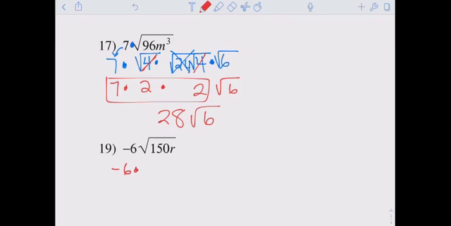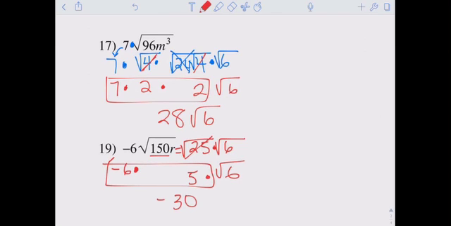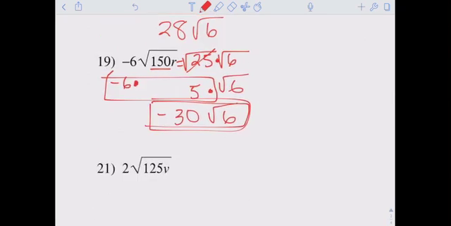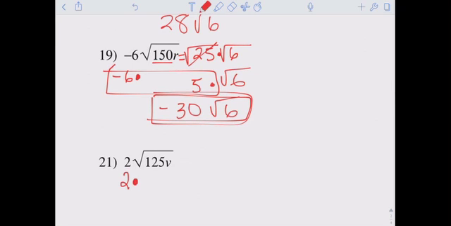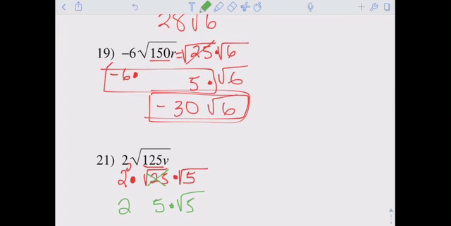This is negative 6 times square root of 150, which is 25 times 6. Okay, so 25 is 5 times the square root of 6. So these two will get you negative 30 square root of 6. And that's your answer right there. Okay, bring down this 2 times. This can be 25 times 5. Those are in square root. This is already outside. That's why there's no square root. This can be simplified to 5 times the square root of 5 and 2 times. These two will make 10 square root of 5.